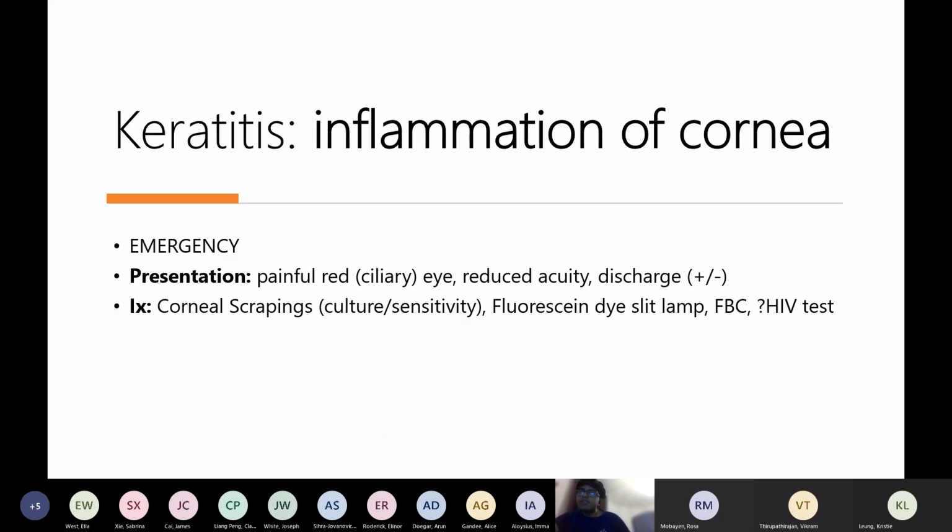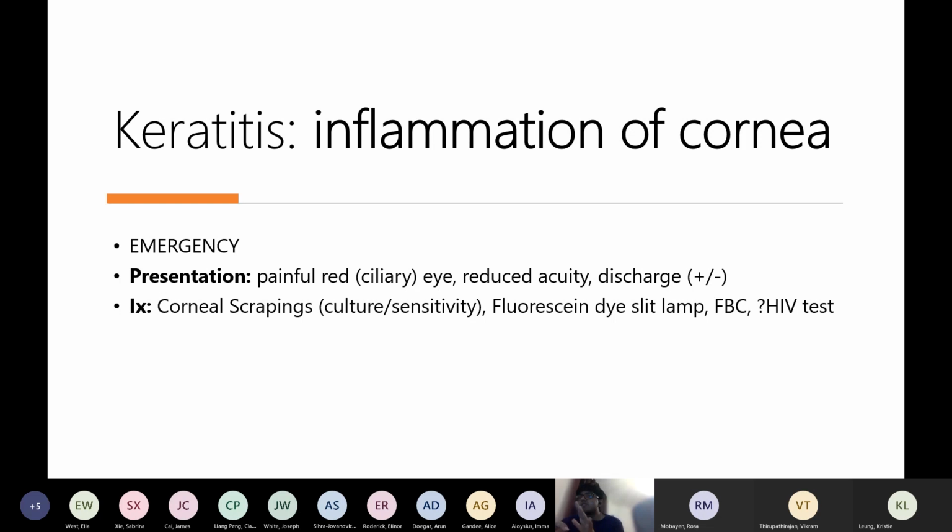Keratitis is inflammation of the cornea, and this is an emergency because you can wreck your cornea. Important findings specifically is reduced visual acuity. Investigations are really strange. If you use fluorescent dye, you'll see that really weird image that I just showed you, where they have a dendritic pattern. Corneal scraping is very useful. You can do culture and sensitivity in case it is microbial.